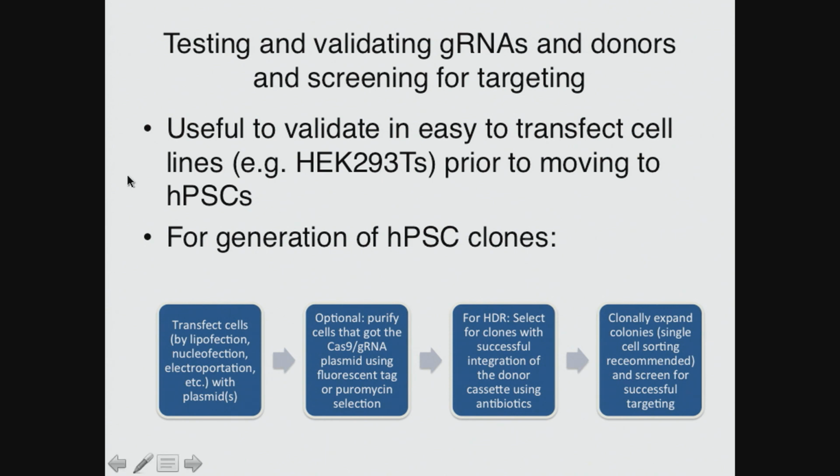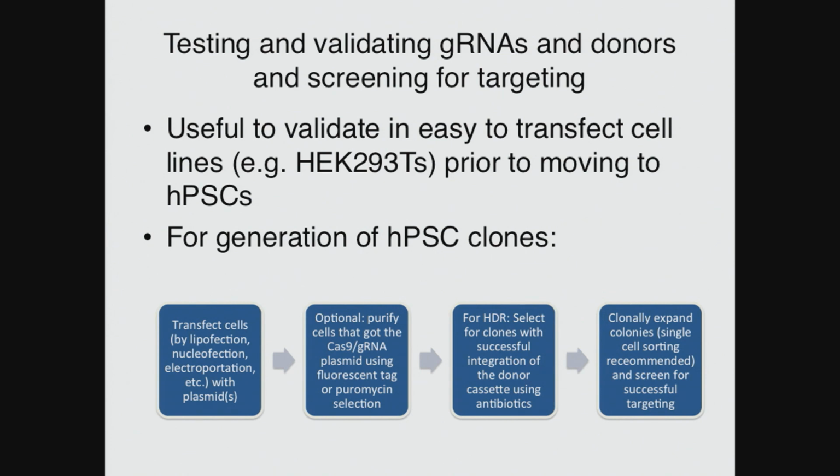So what I would recommend, once you have your constructs and your donor or just your guide RNA, is to just try using them in pluripotent stem cells. The way that we do this in our group is to first transfect the cells. We've had the most success with nucleofection. You harvest the cells as a single cell suspension, nucleofect them to get your plasmid or 2 plasmids into the cell. You then replate the cells and let them grow up for a little bit, and then you have the option of purifying the cells that got your plasmid using a number of methods.